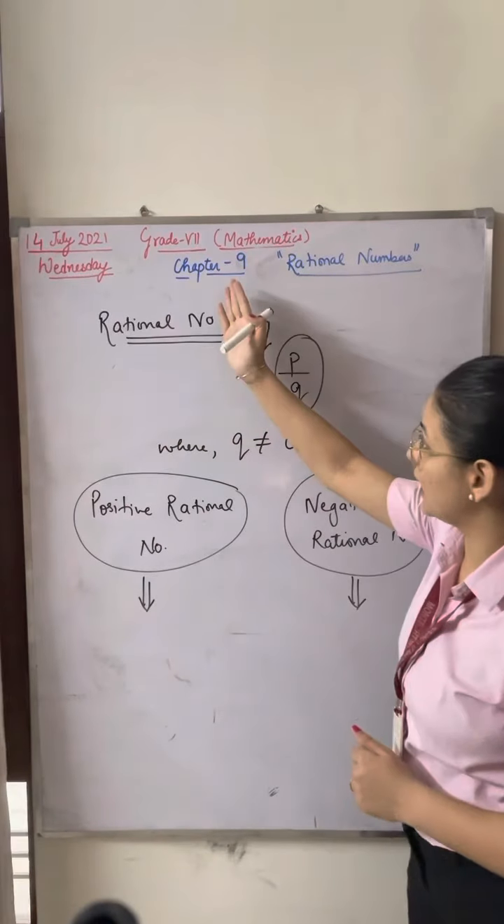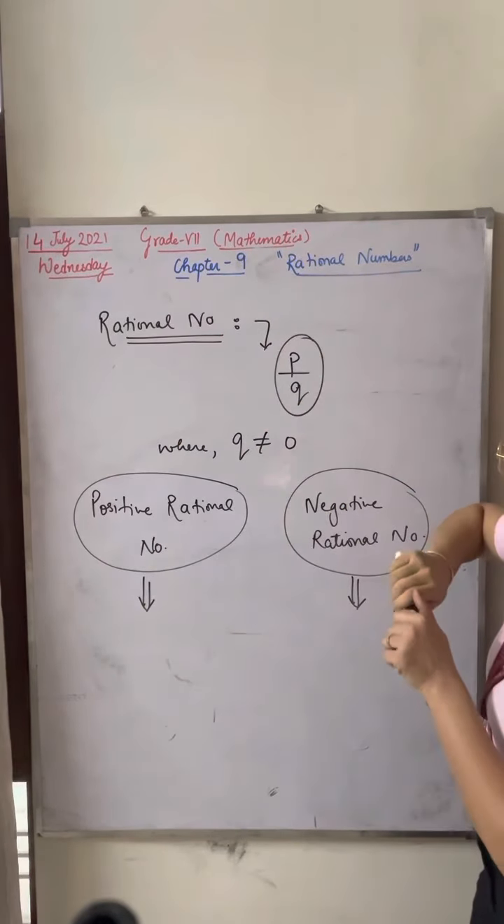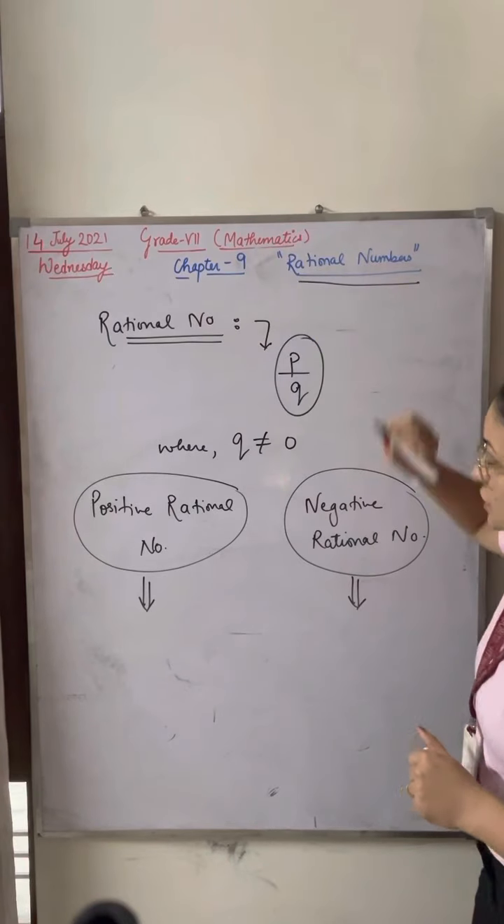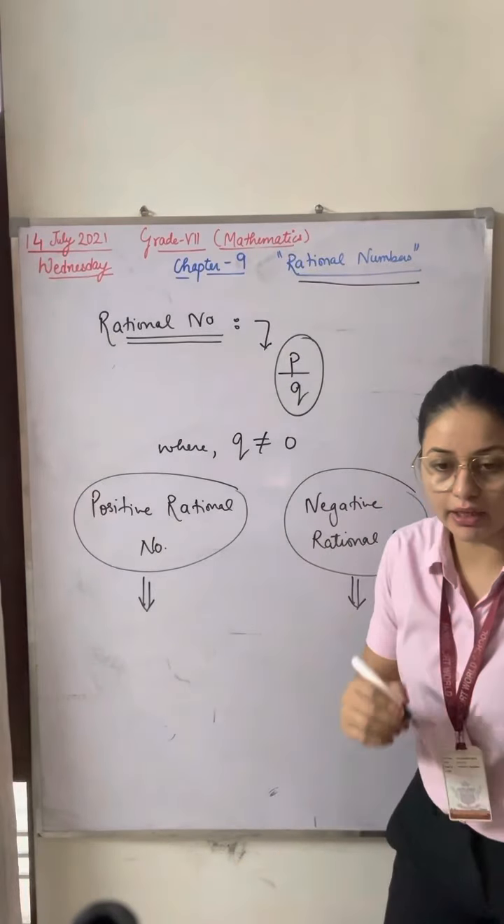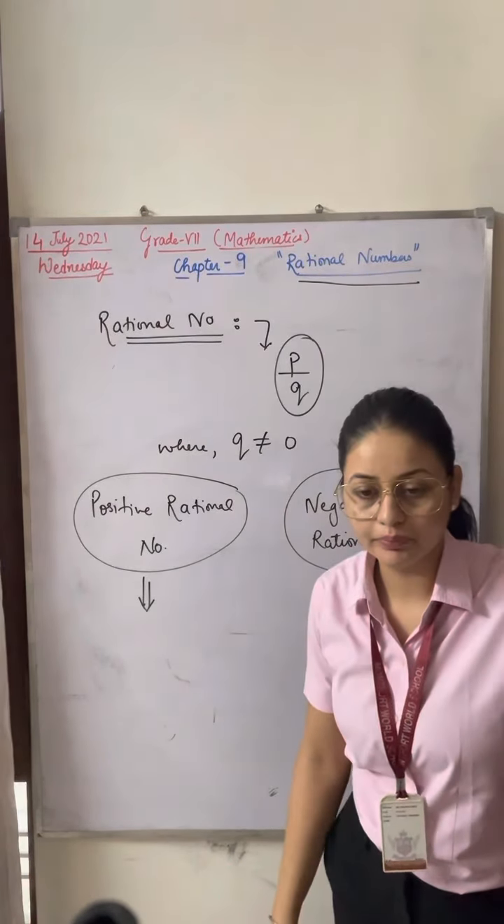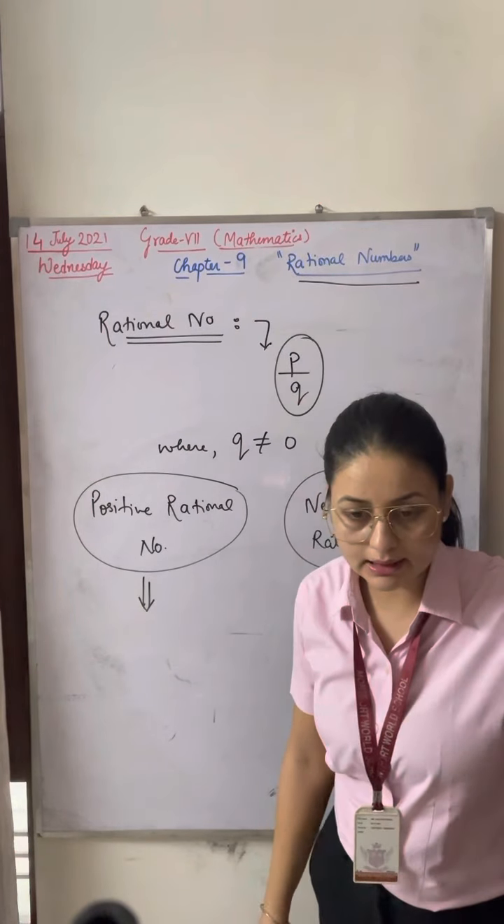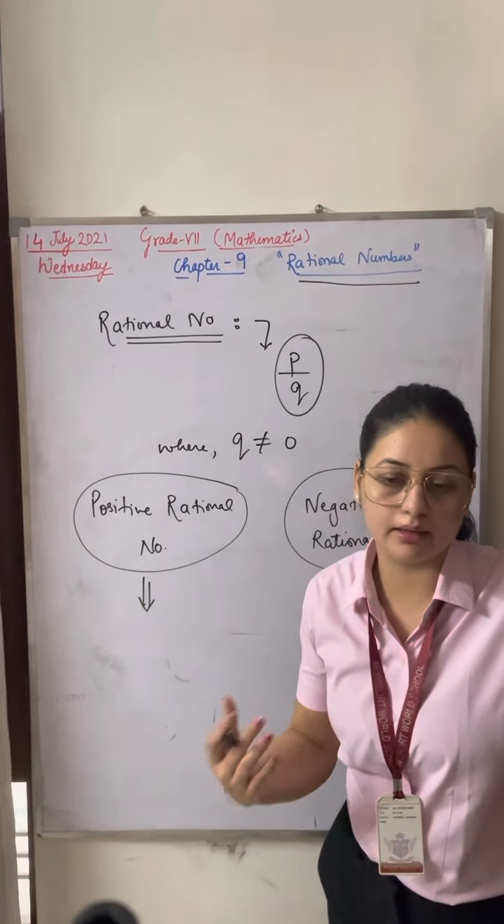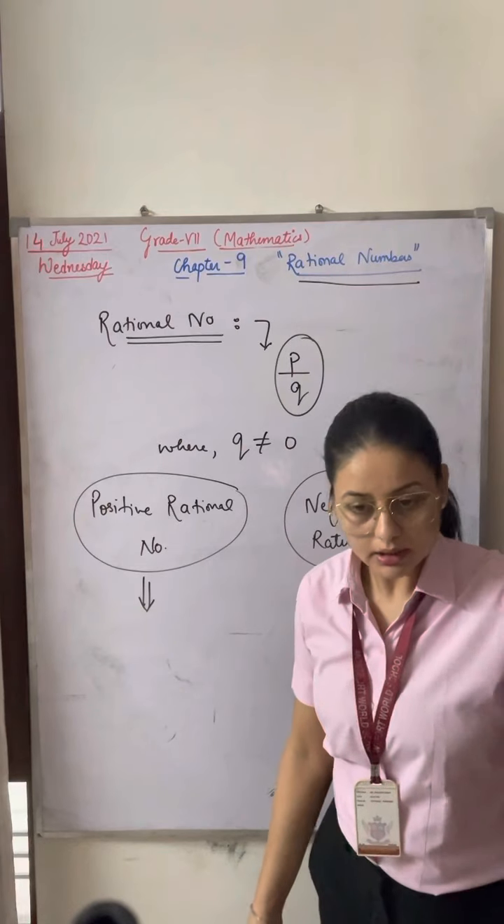Today we are going to start the next concept, that is chapter 9, rational numbers. Okay, rational numbers. Can anyone tell me what you mean by rational numbers? Can anyone discuss with me how we can describe rational numbers? Send me a message.